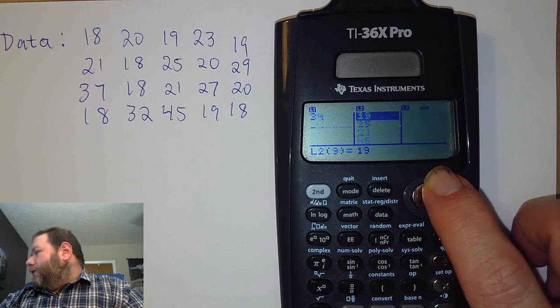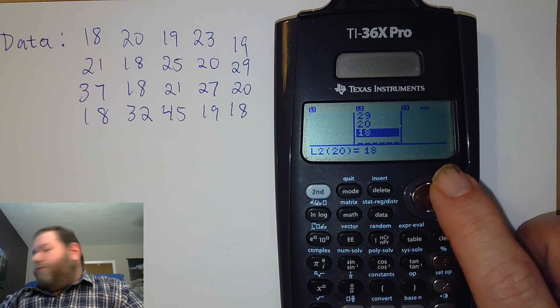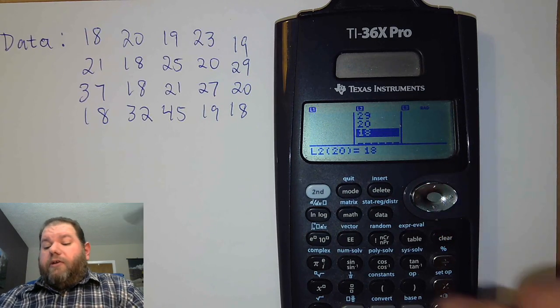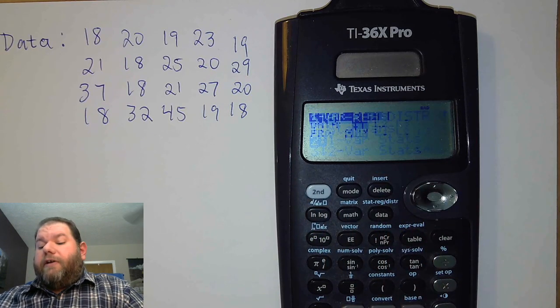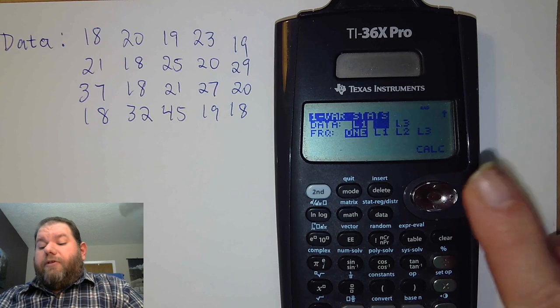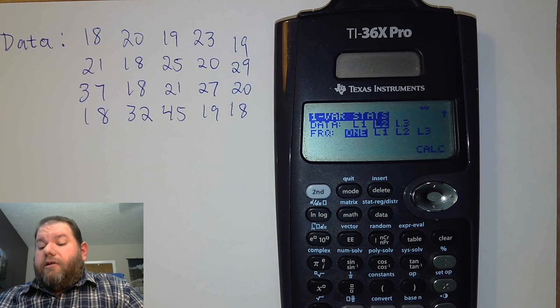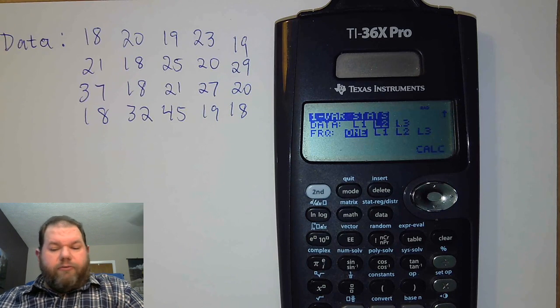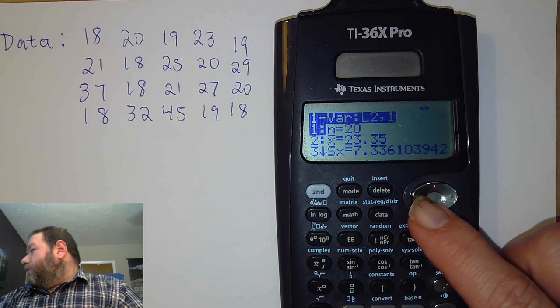Alright, I'm going to check the rest. Hopefully, we've got all those entered properly. So I'm going to go second stat. We want one variable stat. So this time, I stored the data in L2 because that's in our second list, so I'll make sure I change that over. Keep frequency as always 1, and then just enter calculate, and that should give us our numbers.